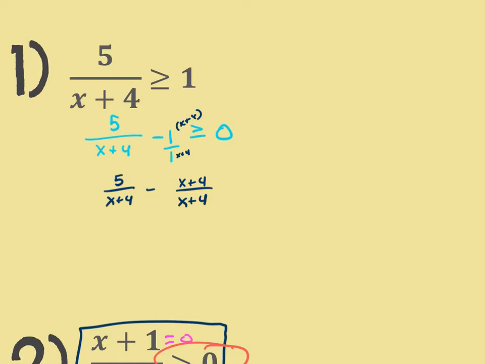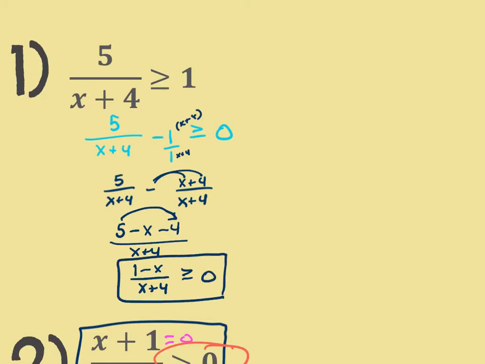Now combine them into one fraction. So 5 minus, and that minus goes to both, minus x minus 4 over x plus 4. And I get 5 minus 4, which is 1, minus x over x plus 4.